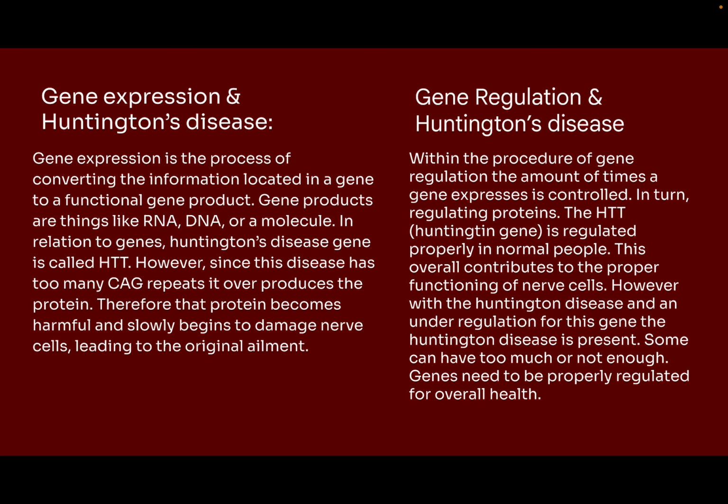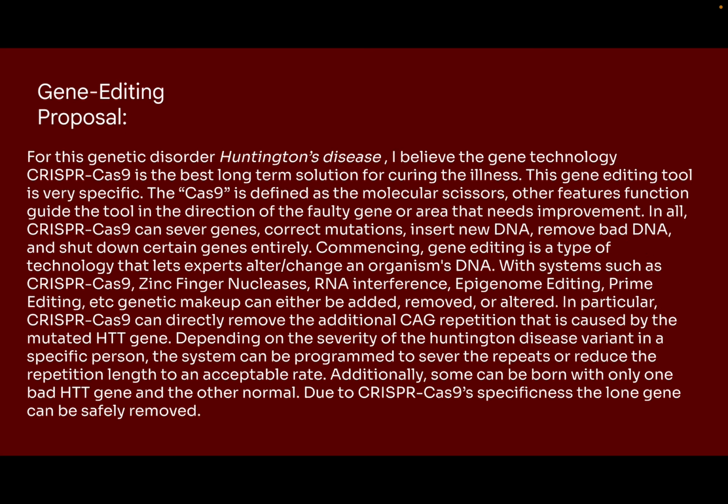Gene regulation in Huntington's disease. Gene regulation is how often gene expression is controlled, in turn regulating protein. The HTT gene is regulated properly in normal people. This overall contributes to the proper functioning of nerve cells. However, within Huntington's disease, unregulation of this gene is present. Some can have too many or not enough. Genes need to be properly regulated for overall health.